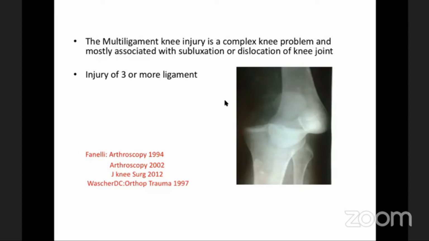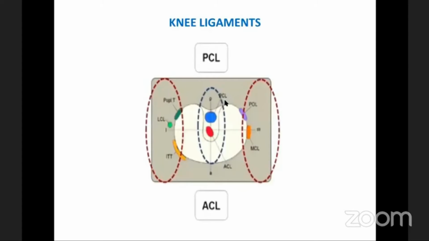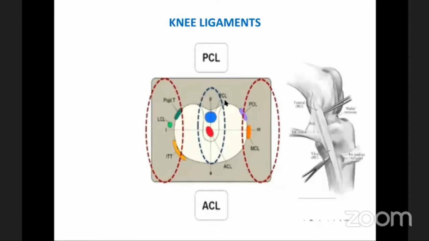The type of dislocation is named by the position of the tibia relative to the femur. When the tibia moves anteriorly, it's anterior dislocation. When it's posterior, then posterior dislocation, then medial dislocation, lateral dislocation, and the last, the rotatory dislocation. The posterior dislocation is the most devastating condition, which can lead to rupture of the popliteal artery, and this is a very bad condition.